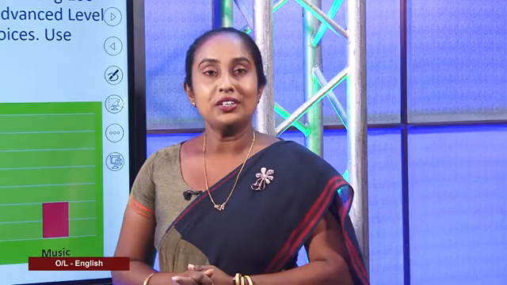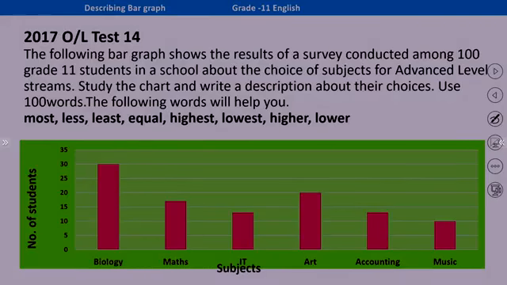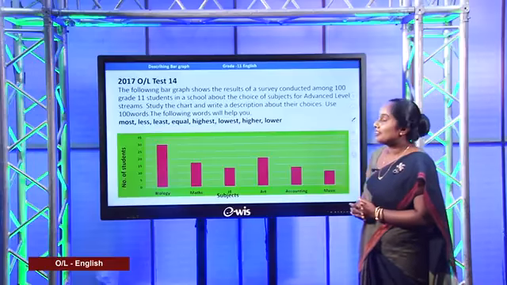My dear children, in your O-level exam paper also, you can see these types of questions, right? Here I have taken this question from 2017 O-level test 14, right? Shall we read the question first? The following bar graph shows the results of a survey conducted among 100 grade 11 students in a school about the choice of subjects for advanced level streams. Study the chart and write a description about their choices. Now what you are supposed to do is, you have to look at the bar graph and write a description about it. Use 100 words.